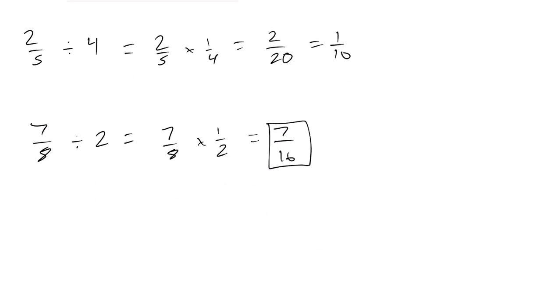Now let's try a couple different types of examples. Let's say we have 3 2/3 divided by 4. How do we get this answer? So first we have to convert this to an improper fraction. 3 times 3 is 9, plus 2 is 11. So we'll get 11/3 divided by 4, which is the same thing as 11/3 times 1/4. And our answer is going to be 11/12.